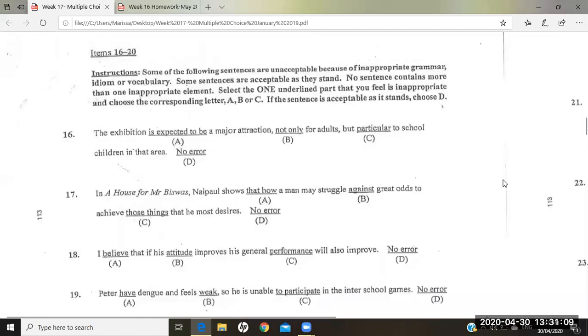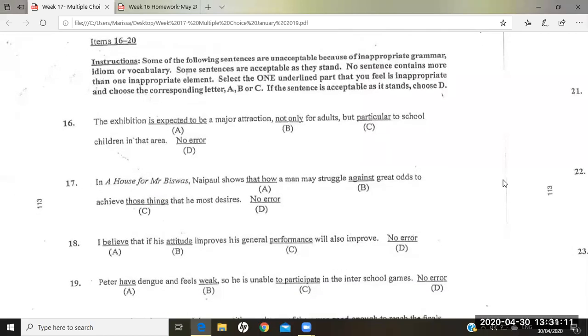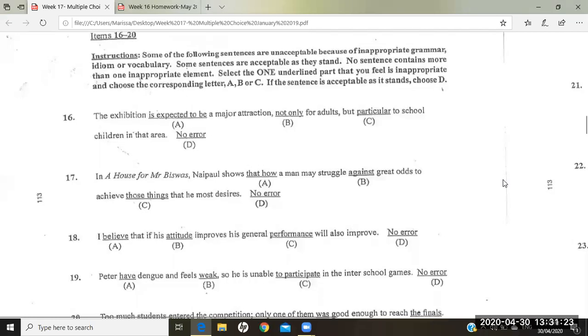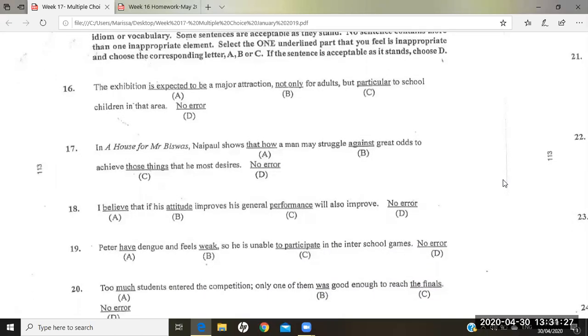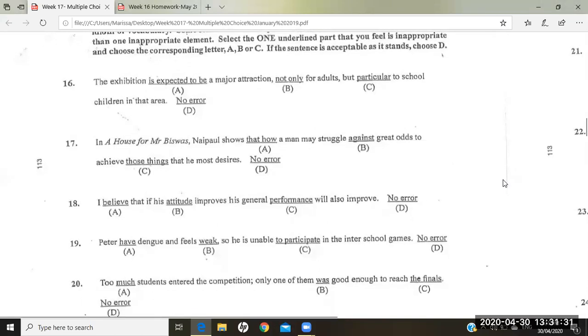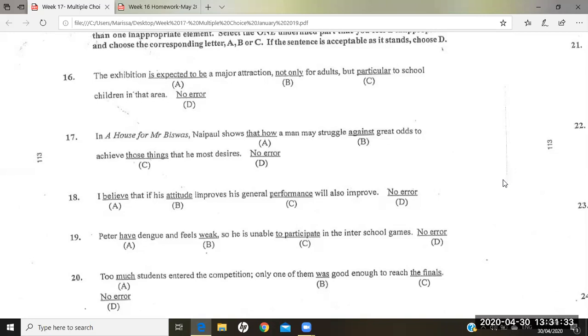So we have 16 to 20 here. It says some of the sentences are unacceptable because of inappropriate grammar, idiom, or vocabulary. Some sentences are acceptable as they stand, and no one sentence contains more than one inappropriate element. So you have to select the one underlying part that you feel is inappropriate and choose the corresponding letter. Or if you think that nothing is wrong with the sentence, you just select D.